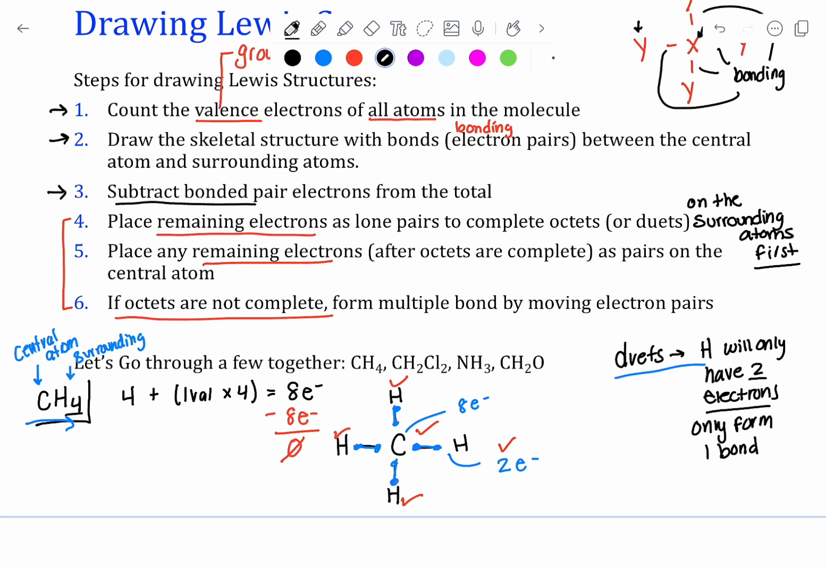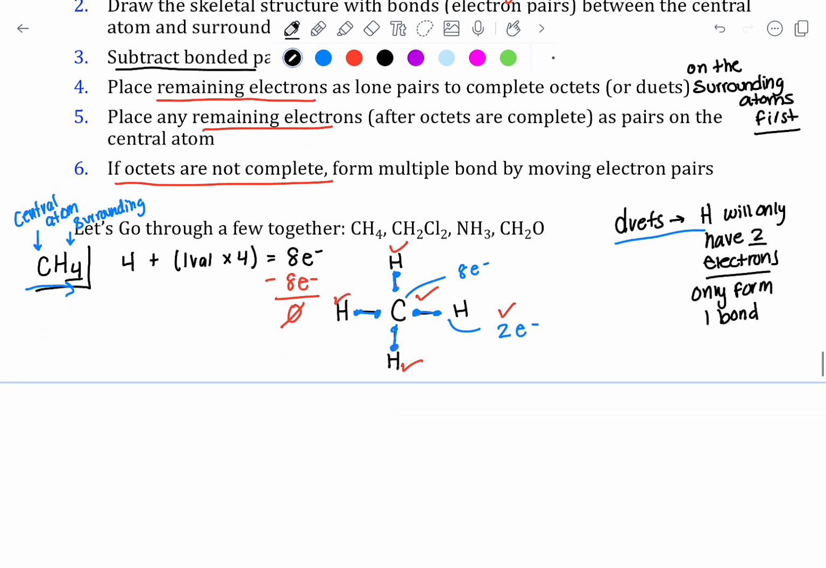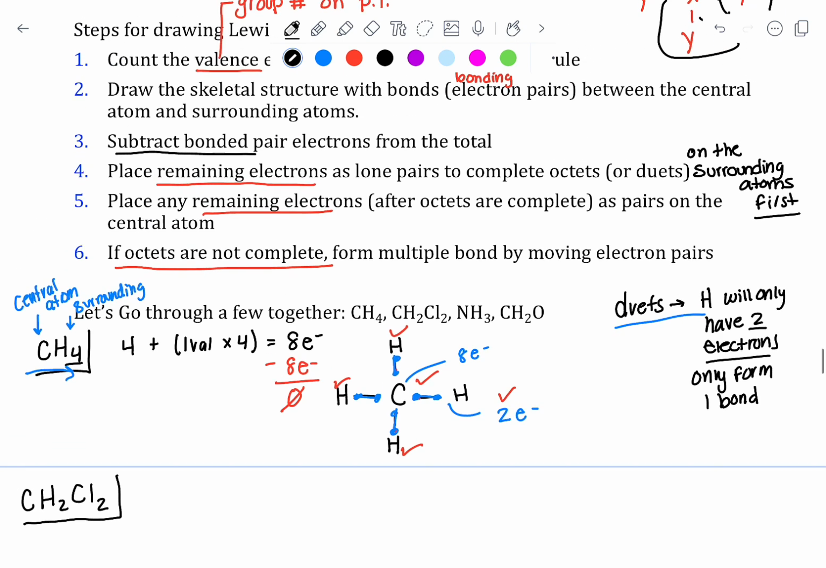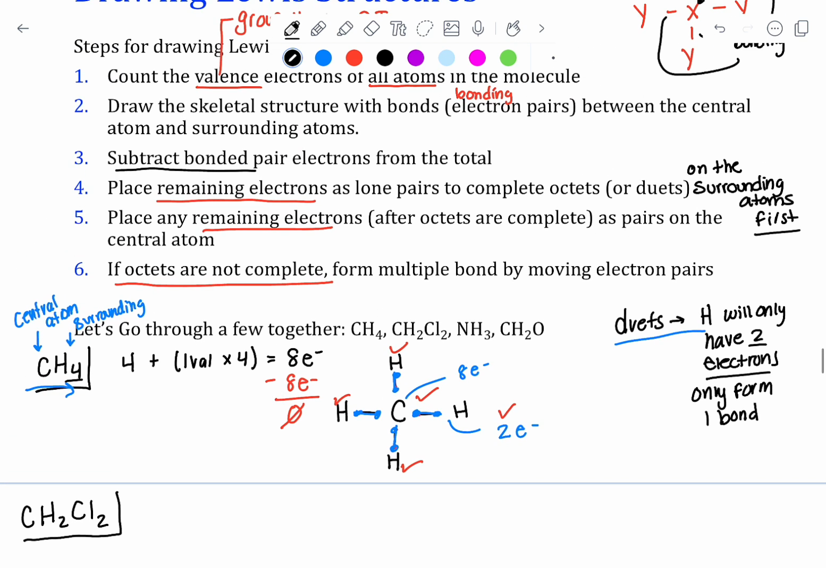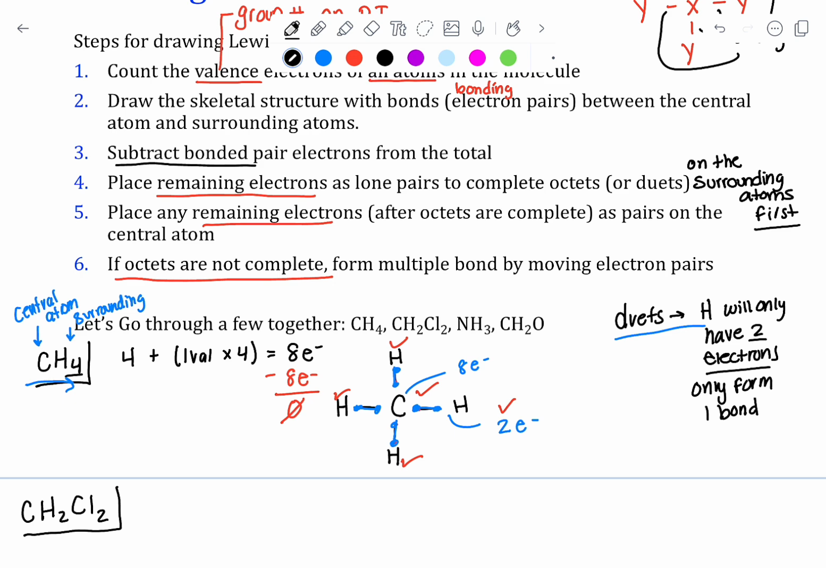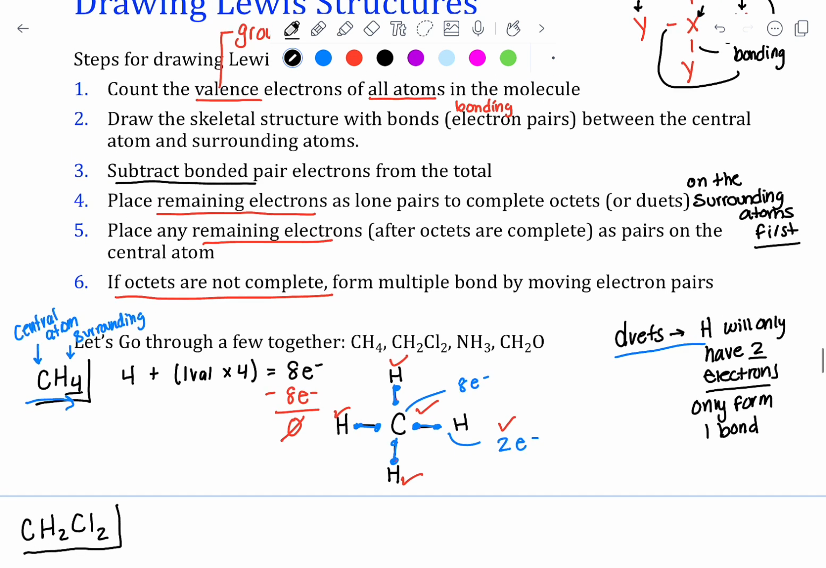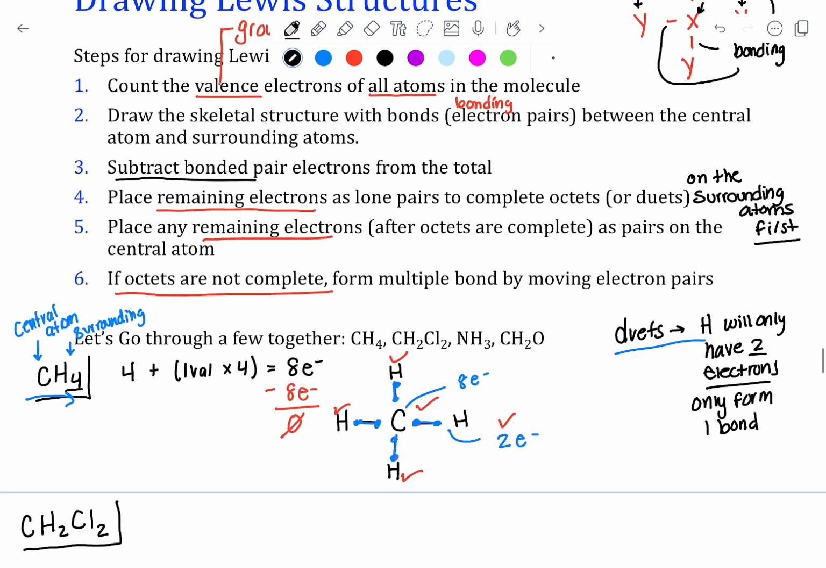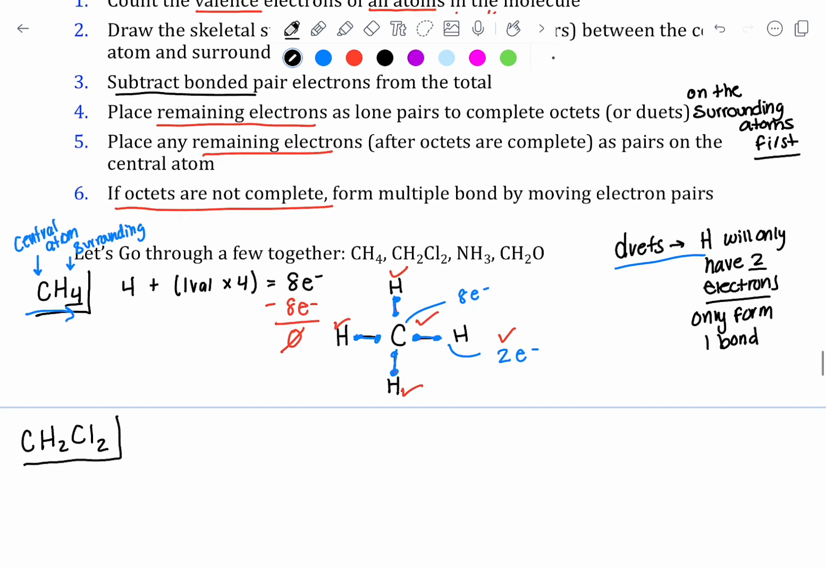Okay, let's do another one. Let's follow our steps for our next example. Our next example is CH2Cl2. So that's our compound. We want to then draw its structure. So our first step says to count the valence electrons of all atoms in the molecule. So we have to count our valence.